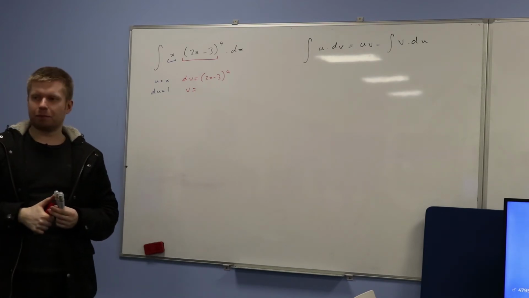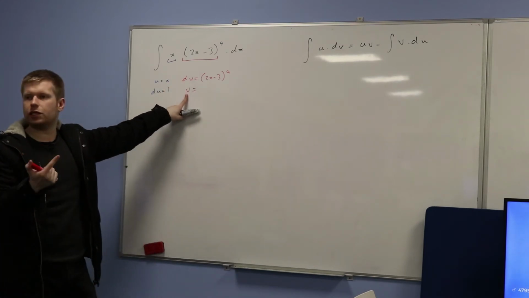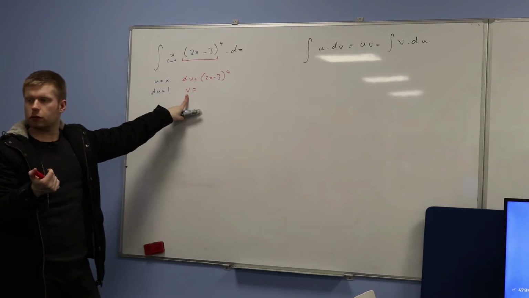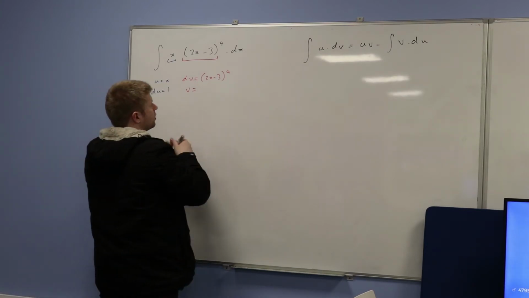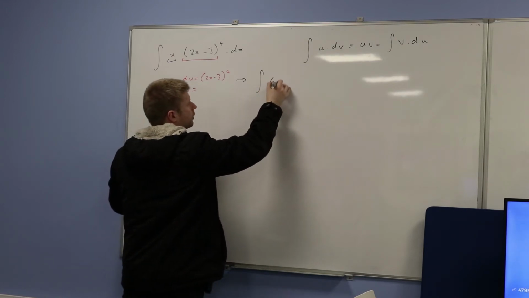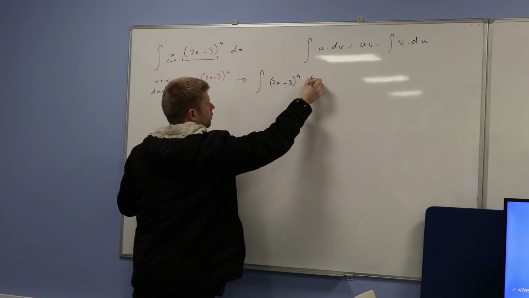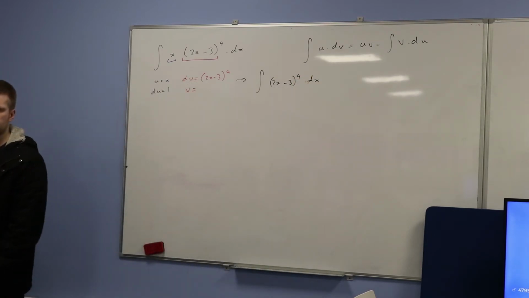What's v going to be? In other words, if I need to get from the derivative of v back to v, what do I need to do? So I need to integrate. So let's have a think. We have looked at how to integrate functions of this type. See if we can remember it. How do we integrate functions like that?